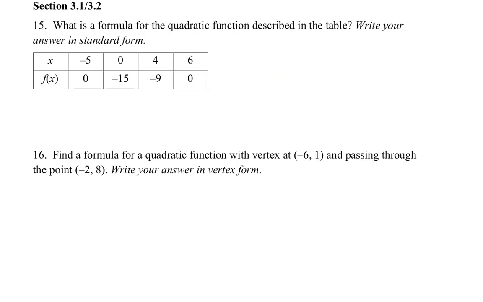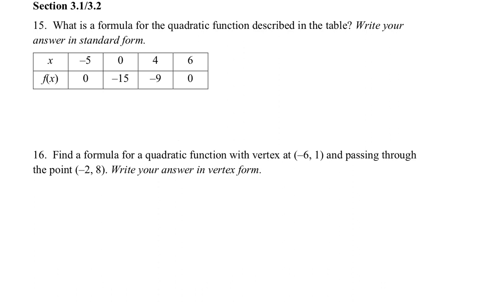Okay, next we're going to look at problem number 15. It says, what is a formula for the quadratic function described in the table? Write your answer in standard form. So looking at this table, there's a few things that I always tend to look at. I look at where things are 0. So f of x is equal to 0 when x is equal to -5, and again when x is equal to 6. So we know that these are the two zeros of this function.